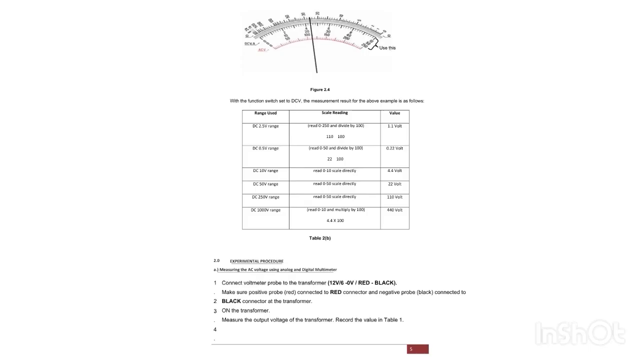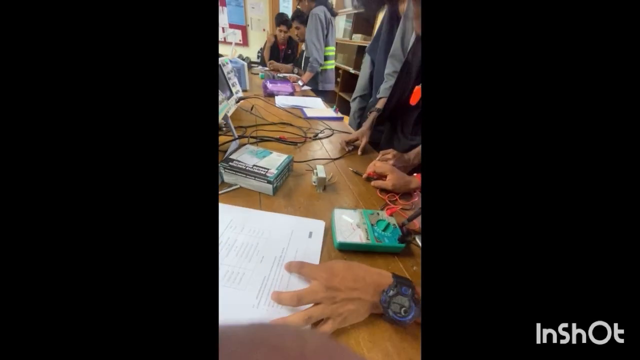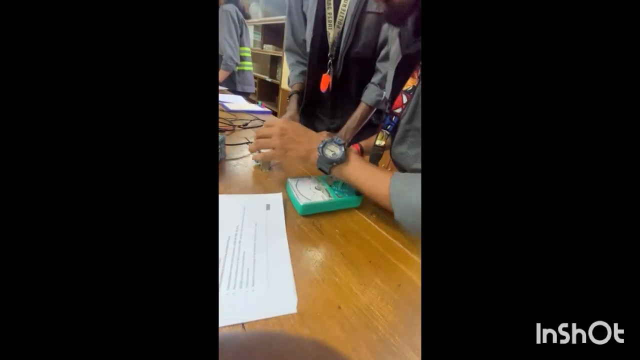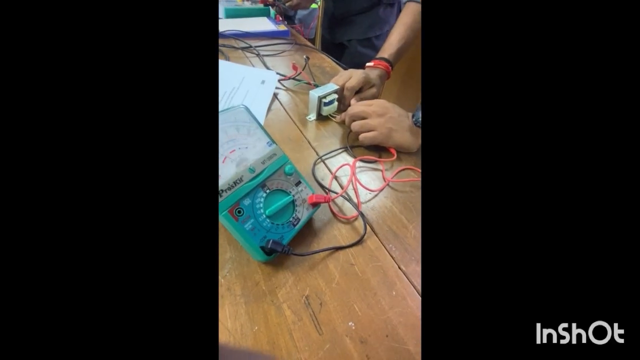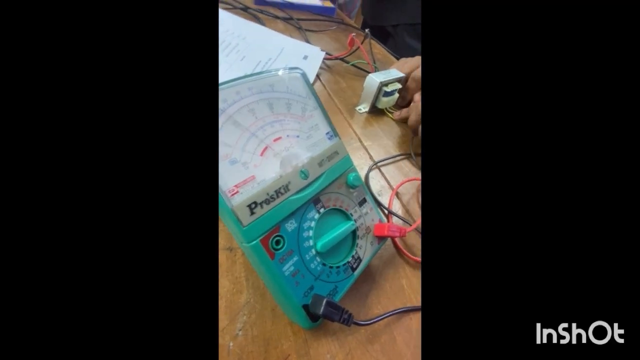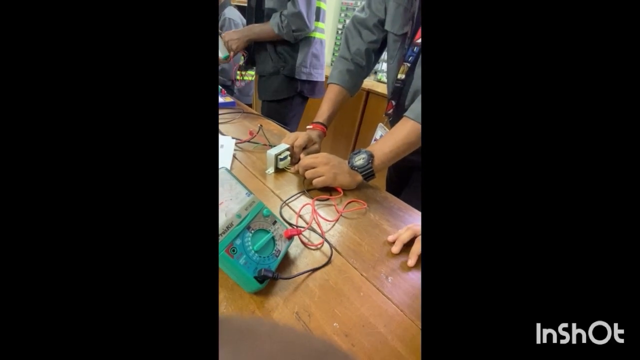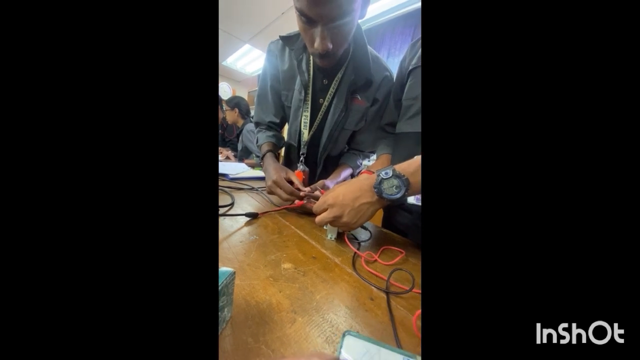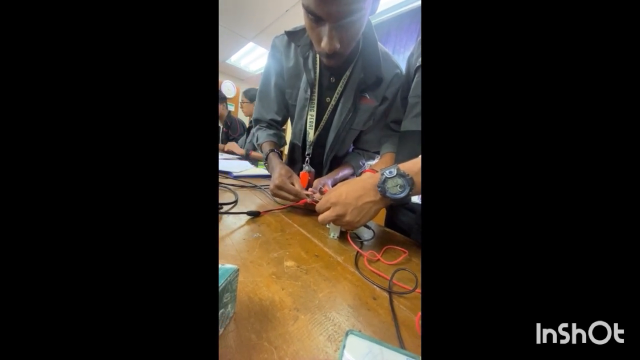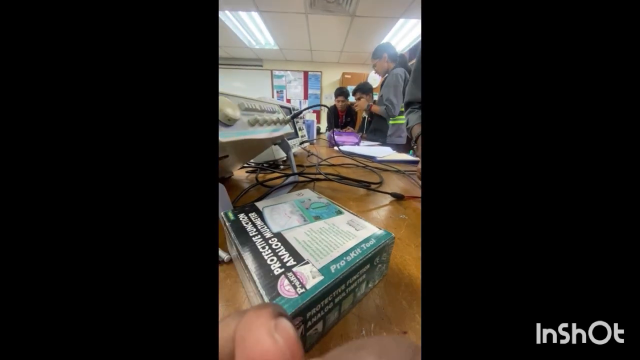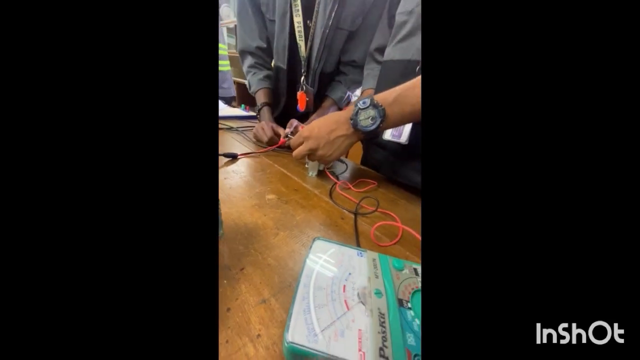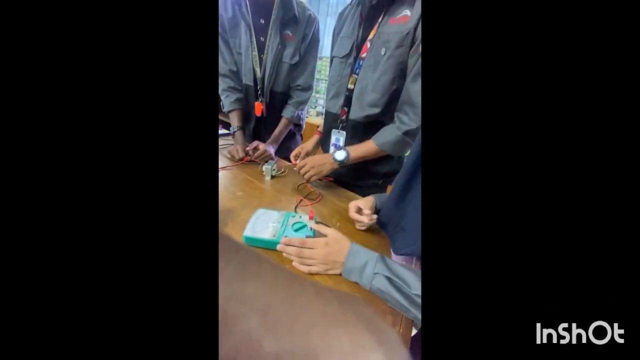For part A, we test the function of the multimeter. By operating a multi-position switch on the meter, we measure the voltage in the transformer. By reading the current scale, we calculate the voltage as per the table given. The following is the procedure for the multimeter testing part.